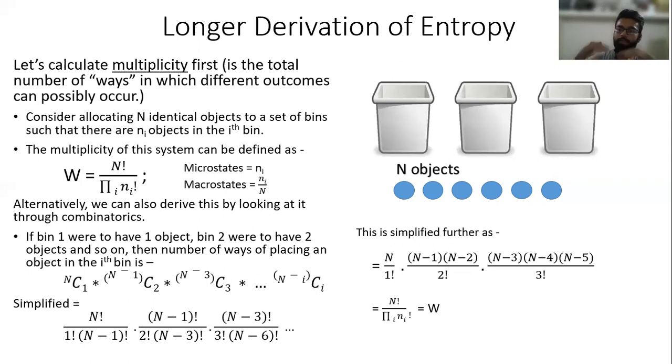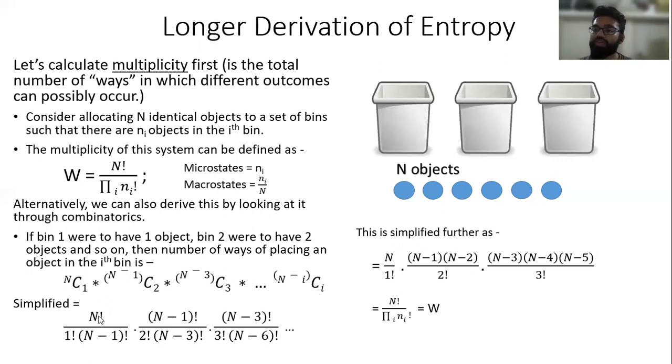When you expand the terms, you get n factorial over 1 factorial times n minus 1 factorial, times n minus 1 factorial over 2 factorial times n minus 3 factorial, times n minus 3 factorial over 3 factorial times n minus 6 factorial.